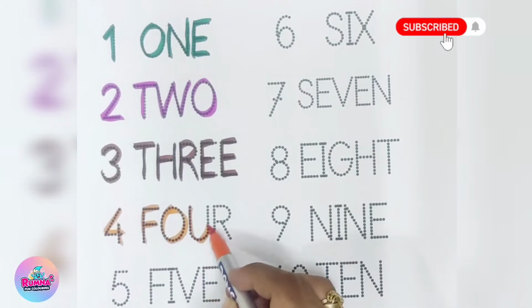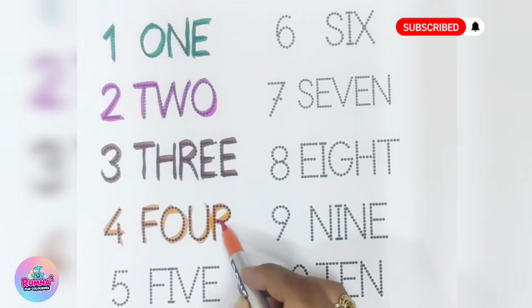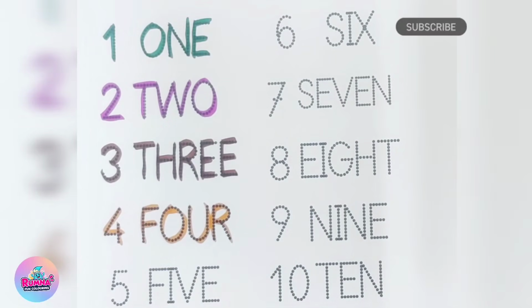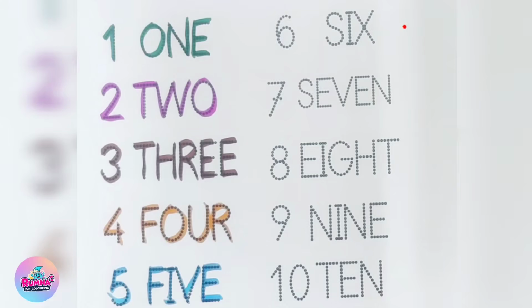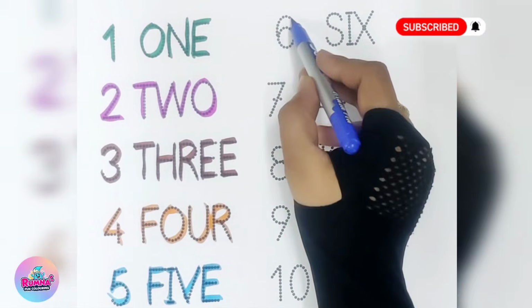FOUR. 4. Number 4. Repeat after me. Number 4. Then we have number 5. That's FIVE. 5. FIVE 5. Give me high five.